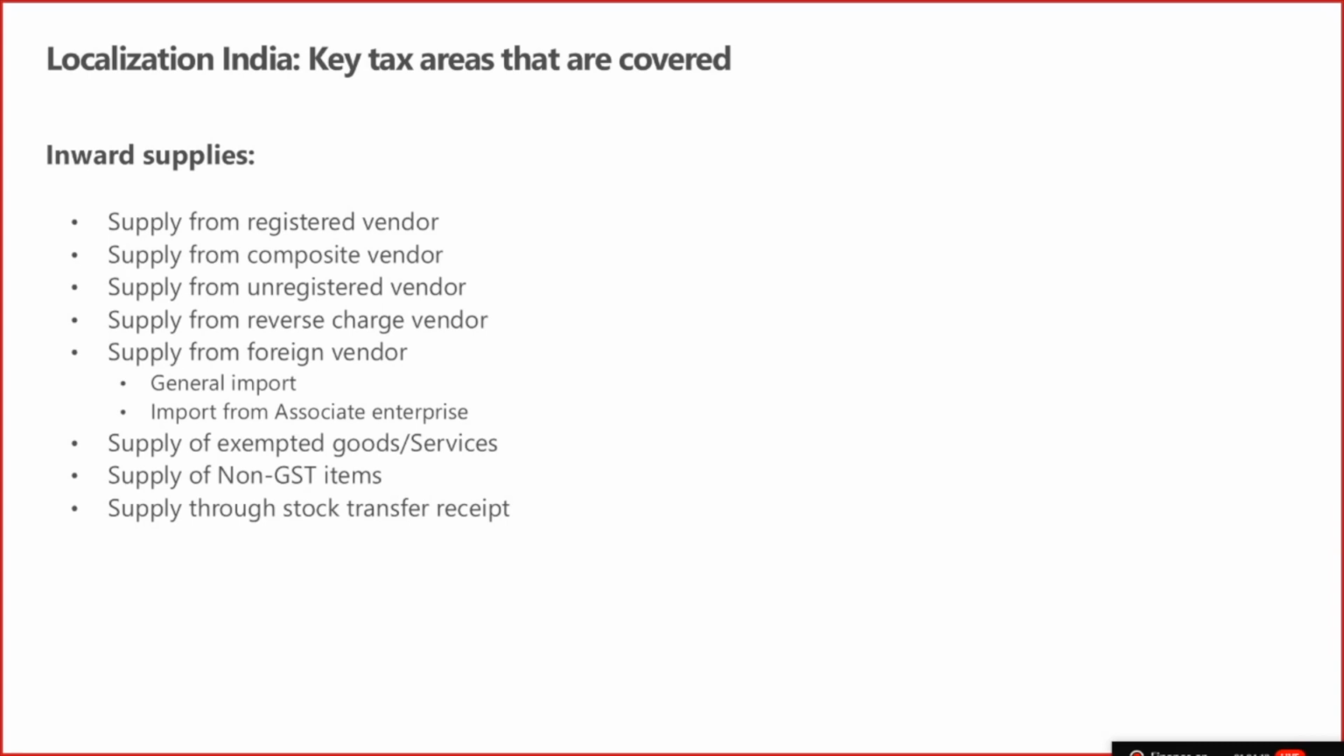in that case, you have to calculate the tax, and that is possible through a configuration to calculate tax for those scenarios as well. Then exempted supply of goods and services, non-GST supply, and then supply through a stock transfer receipt, all are provided in the application. So on the outward side and on the inward side, we are covering almost all types of scenarios.